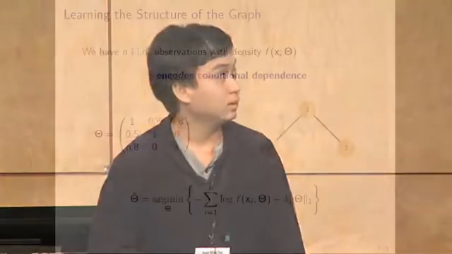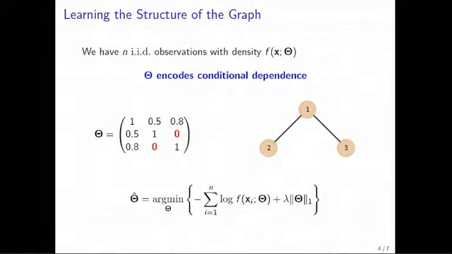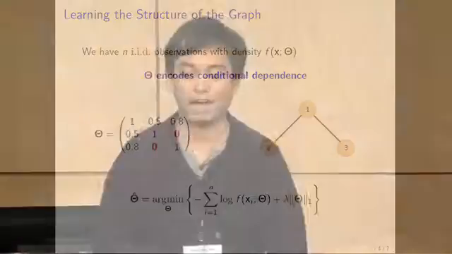So suppose that we observe n i.i.d. observations with some density function f of x, theta. The parameter theta encodes conditional dependence relationship among the features. Two variables are conditionally independent if and only if their corresponding entries in theta are exactly equal to 0. To obtain an estimate of theta, many authors have considered minimizing the following penalized negative log likelihood. It is well known that the L1 penalty encourages many elements of our estimates theta hat to be exactly equal to 0.